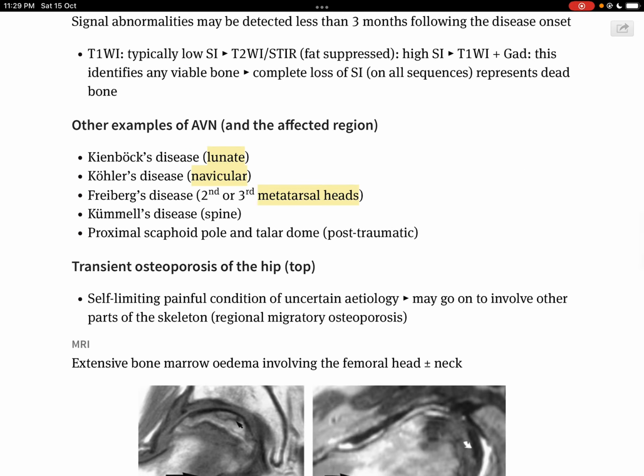Other examples of AVN and the affected region: Kienbock disease occurs if the AVN occurs in the lunate. In the navicular, it is Kohler's disease. The second to third metatarsal head is Freiberg's disease. In the spine, it is Scheuermann's disease. The post-traumatic proximal scaphoid pole and talar dome occur in post-traumatic cases.